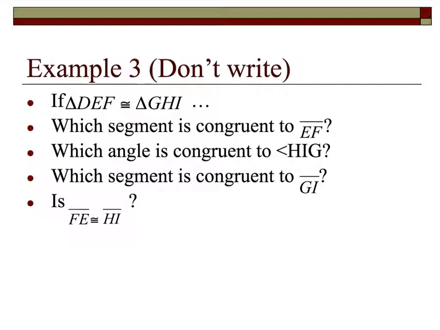So here I've got a congruence statement that says triangle DEF is congruent to triangle GHI. We got 4 questions on here. I'm not even going to draw this out. I'm going to use my congruence statement to help you with this. So here we've got which segment is congruent to EF. Well, EF, that's the last 2 here, right? So HI would be that congruent segment. So HI.